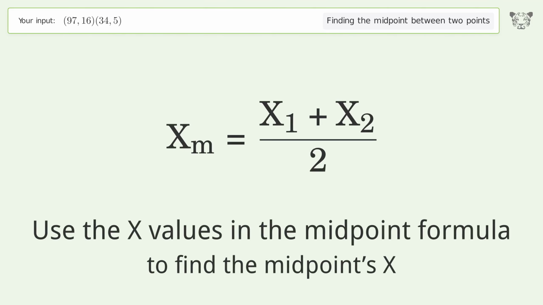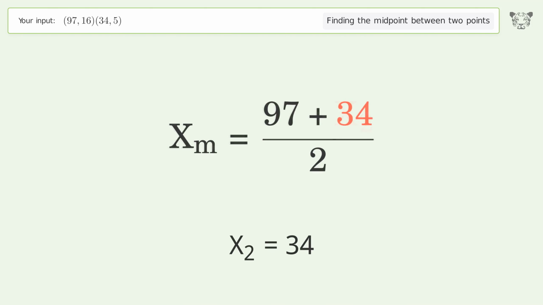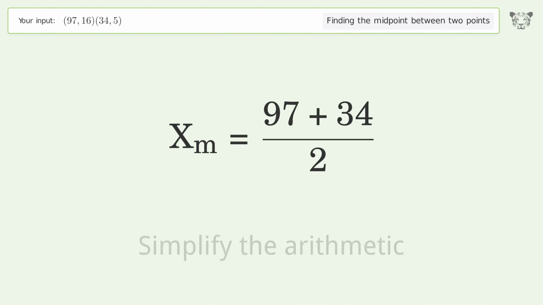Use the x values in the midpoint formula to find the midpoint's x. x1 equals 97. x2 equals 34. Simplify the arithmetic.